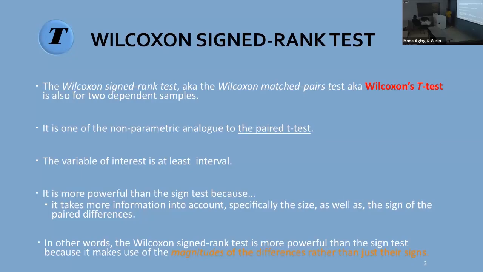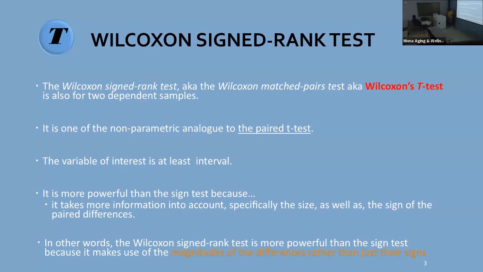And for the Wilcoxon signed rank test, the variable of interest should be at least at the interval level. So your variable must be measured at the interval level. Remember, for the sign test, what's the lowest level of measurement for the sign test? Nominal. So you can use nominal variables for your sign test, but for Wilcoxon signed rank, the variables need to be at least at the interval level.